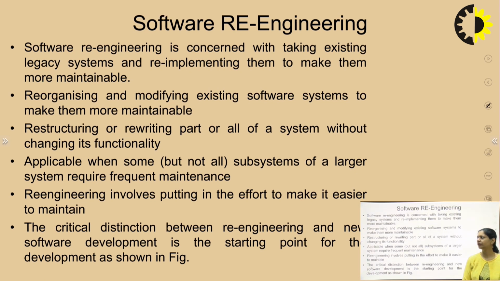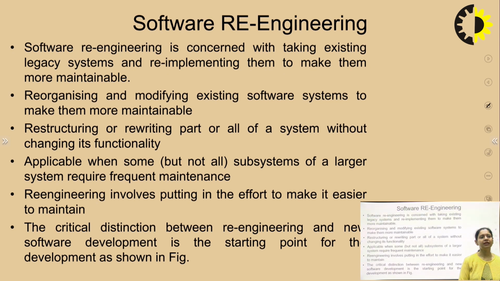It may be a possibility with the advent of new technologies. It could be that the already existing software is working fine, but it could be optimized. It could be sped up with the new technologies. So we need to restructure or rewrite a part or all of the system, but the functionality doesn't change for the customer. It is applicable when some subsystems of a larger system require frequent maintenance. Frequent maintenance could be because errors are coming or maybe there is a speed issue. So all those things need frequent maintenance.